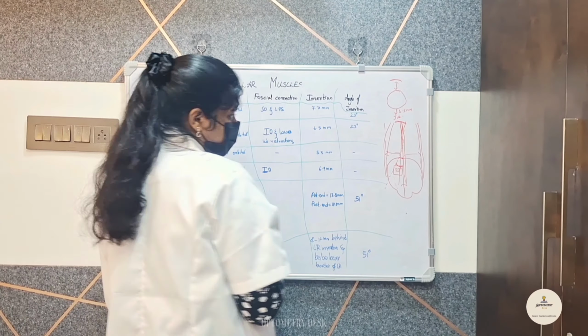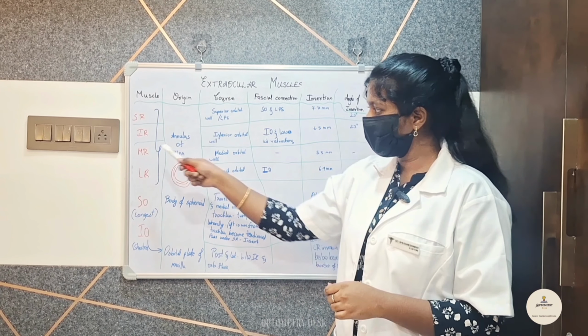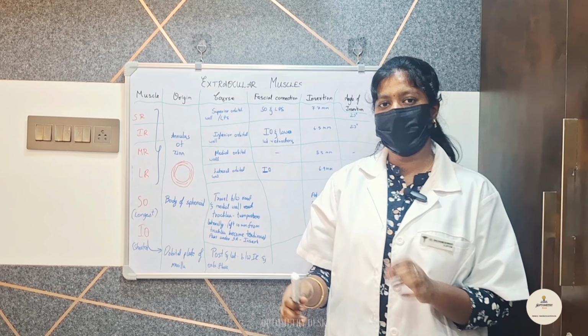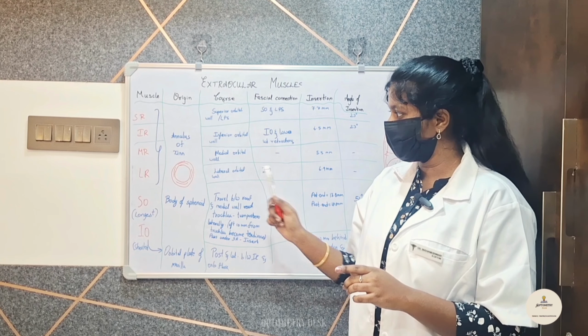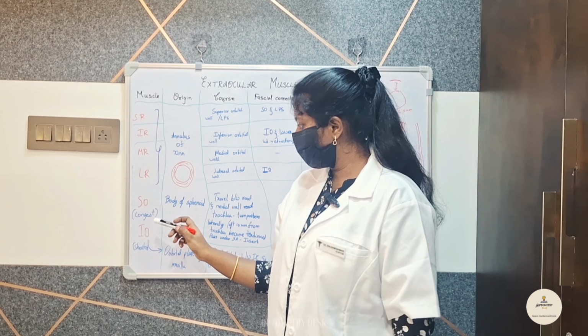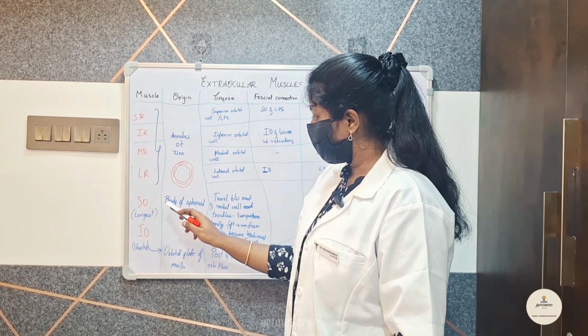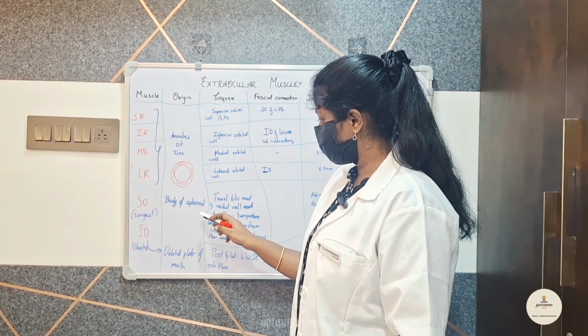Since these are parallel, it doesn't have any oblique angle, so our medial rectus and lateral rectus will not have any secondary or tertiary action. They will only have primary action. Coming to the oblique muscles, our superior oblique originates from the body of the sphenoid.